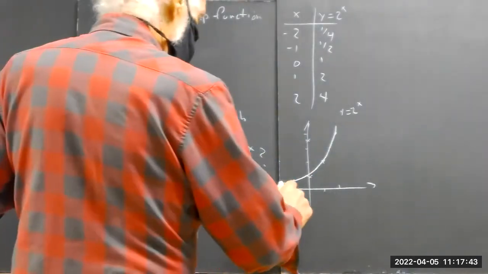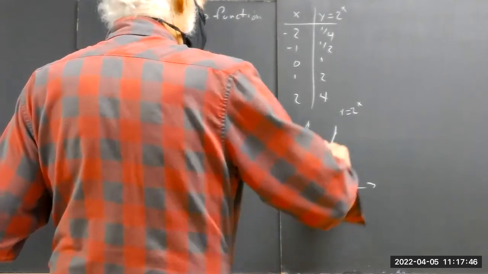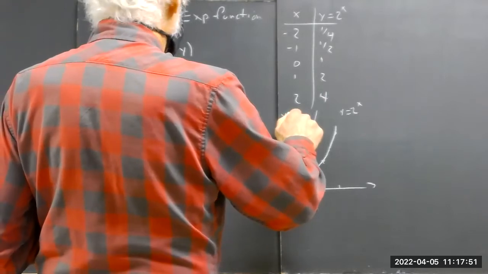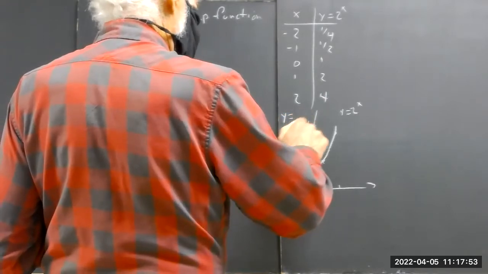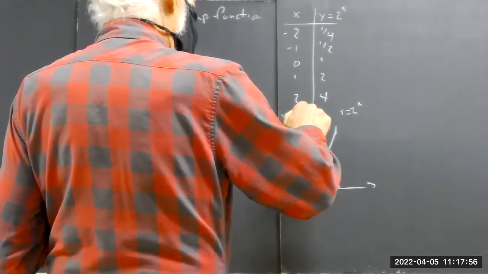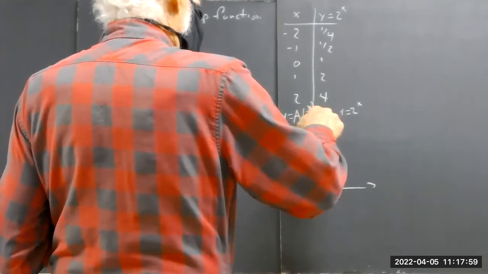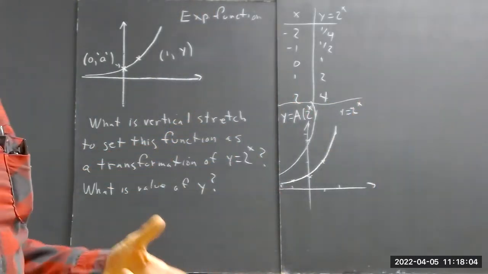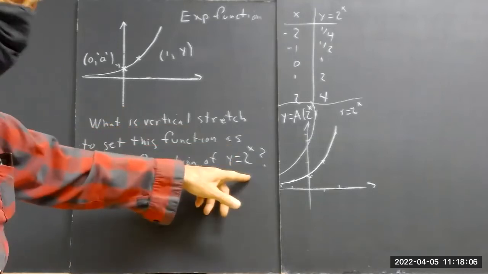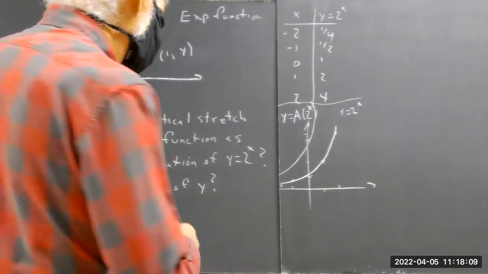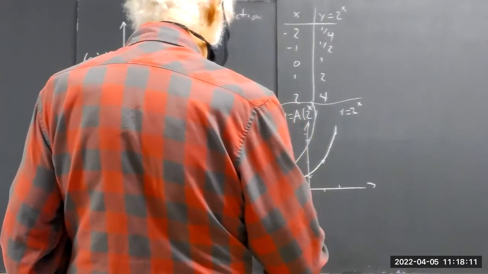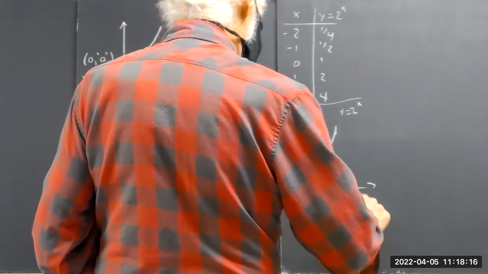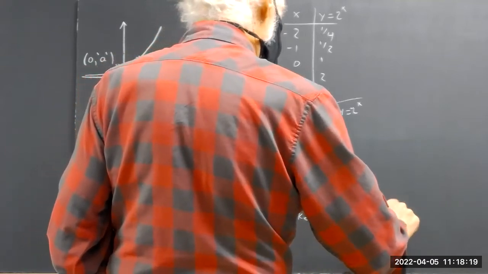So your exponential function is going to be more like this. So this is y equals what? It's a times 2 to the x. Why is it a times 2 to the x? Because it's a vertically stretched function. That's how we sketch y equals 2 to the x, our basic function.